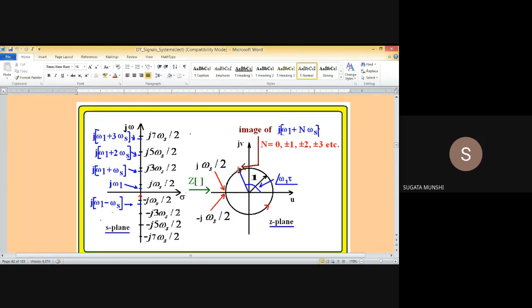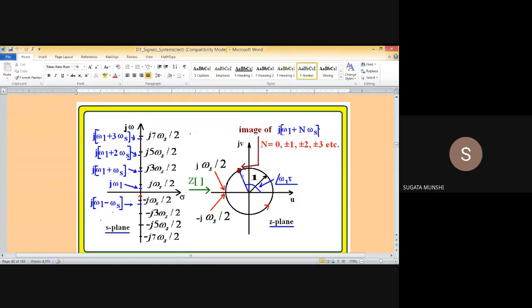It means that for every lap, wherever you start on the j omega axis, for every lap of frequency omega s covered during your journey, you will have one complete traversal along the unit circle centered at origin, for every omega s units that you travel along the j omega axis. You understand?